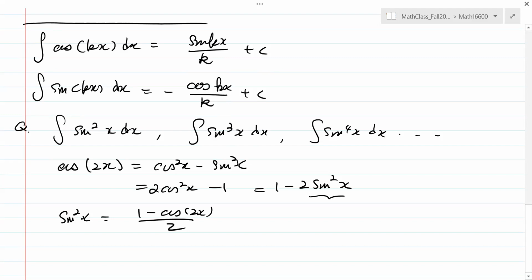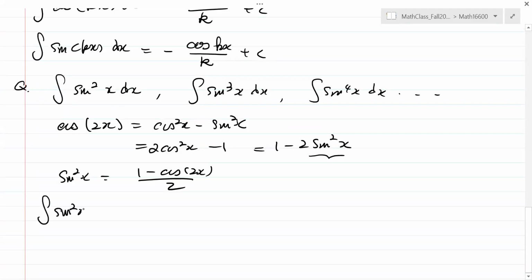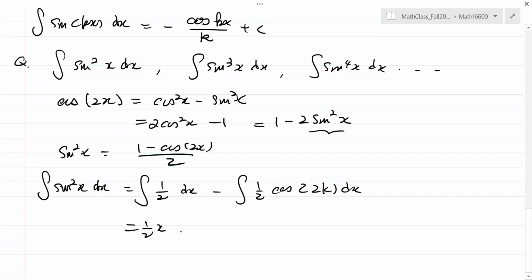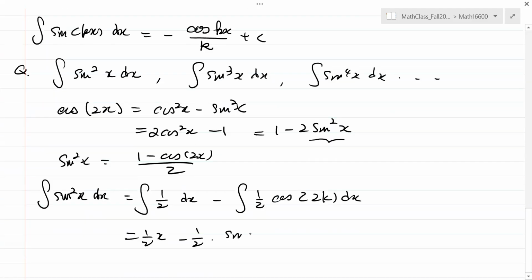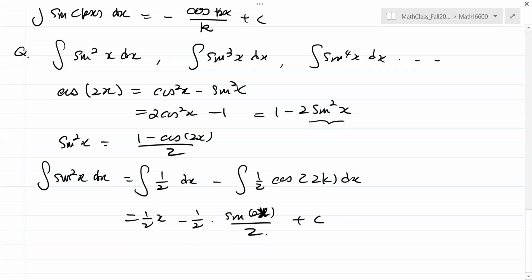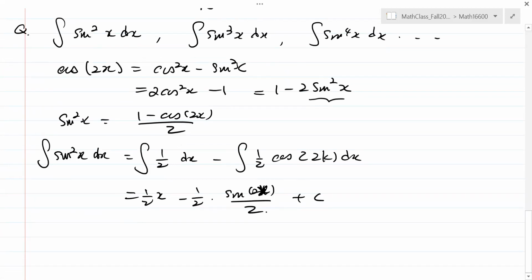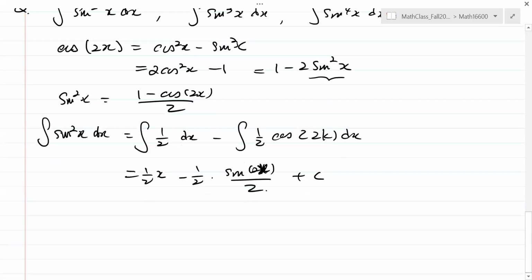So sine squared equals this, therefore you put the integral on both sides. You get the integral of 1/2 minus the integral of 1/2 cosine 2x dx. The first term is a constant. The second term is cosine 2x. I already mentioned the integral of cosine kx is sine kx over k, so sine 2x divided by 2, plus a constant. So this is the answer.